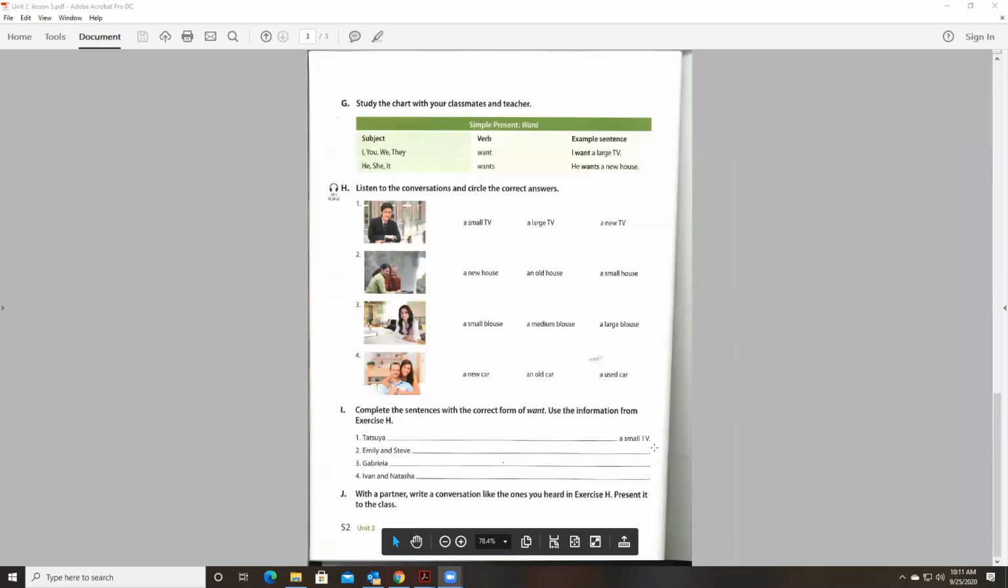Now let's look at the next page. Okay, it's to study the chart with your classmates and teachers. Remember, we've talked about this before. When you use a verb, if the subject is I, you, we, or they, the verb has no S. For example, I want a large TV.